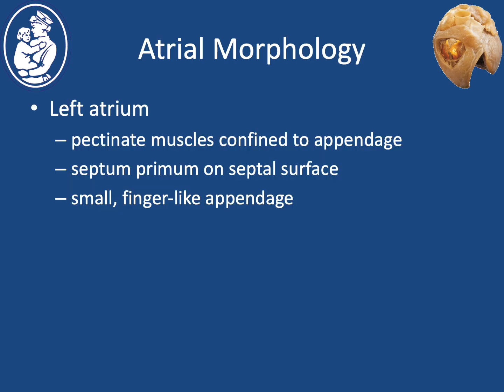In the left atrium, the pectinate muscles are confined to the atrial appendage without spilling onto the walls of the left atrium. Consequently, the left atrial walls are quite smooth without trabeculations. A prominent feature of the left atrium is that septum primum is displayed prominently on the left septal surface like a small hammock with insertions onto either side of septum secundum. The left atrial appendage tends to be quite small and finger-like with a small orifice joining the body of the atrium.